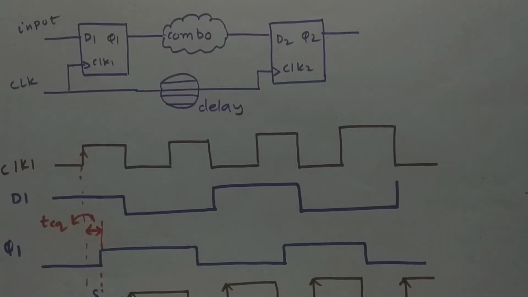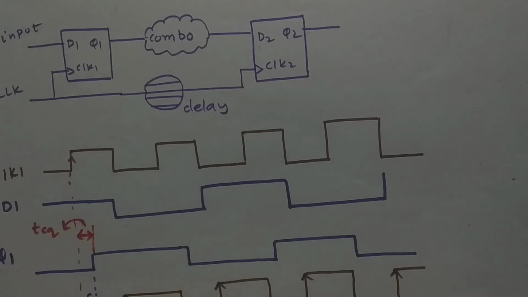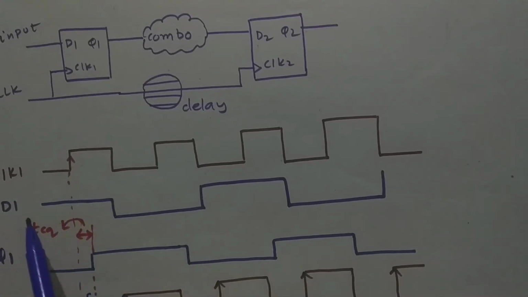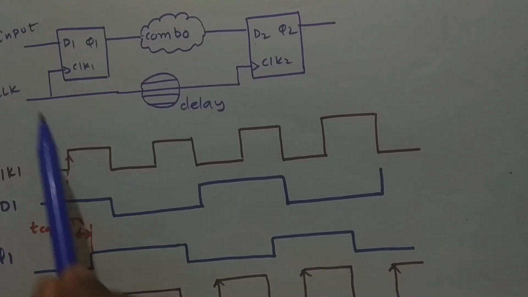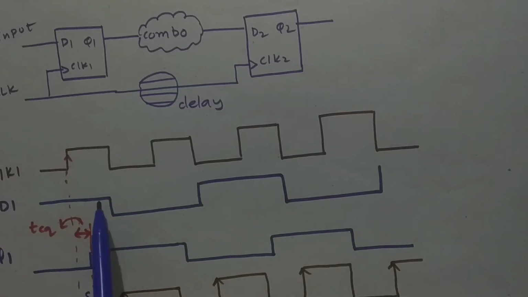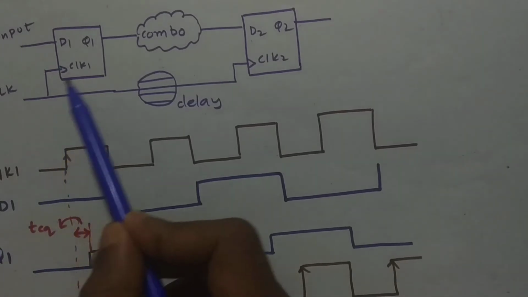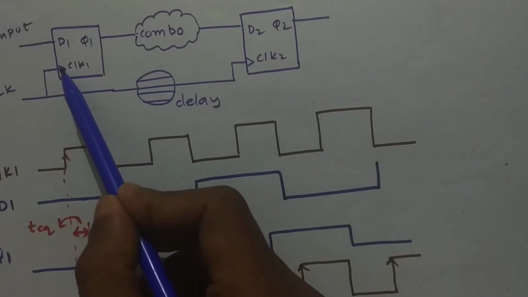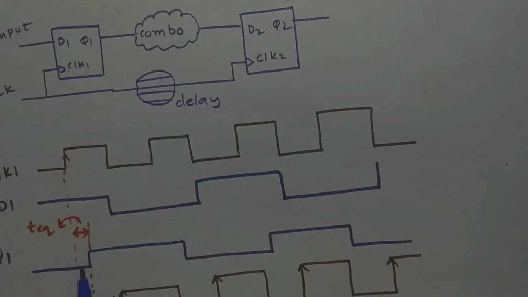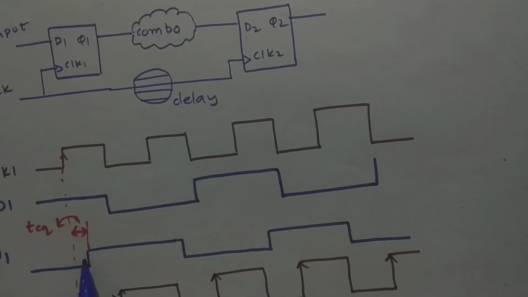Now let's look at how this functions. First, the clock is there. We are giving the input as D. So D is being given as input. We will get Q1 after a certain period of delay, that is TCQ. There is a small delay called TCQ. We are getting Q1 after a certain period of time.